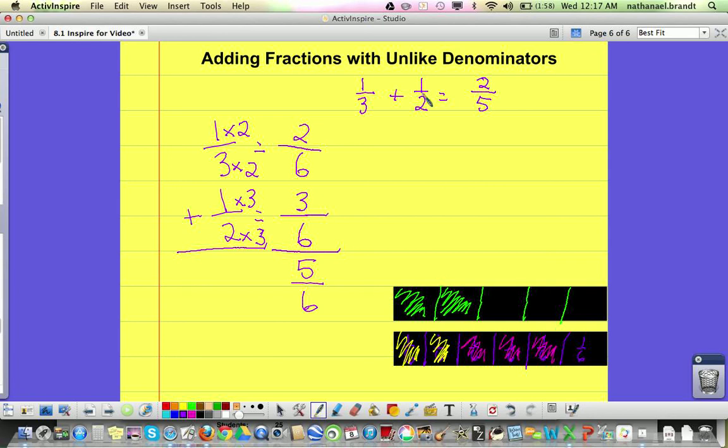So I've showed you the right way to add fractions with unlike denominators and the wrong way. Make sure you do it the right way.